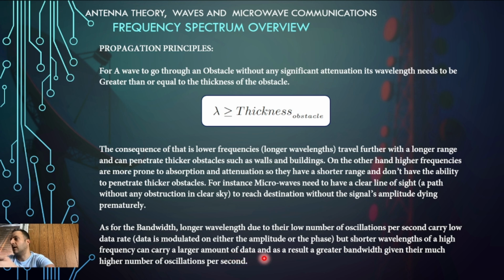Why? Because they have a much larger number of oscillations, of different peaks, so they can carry a larger amount of data. As a result, greater bandwidths can be carried through higher frequencies due to their higher number of peaks, of oscillations, of wavelets within the signal during each second.